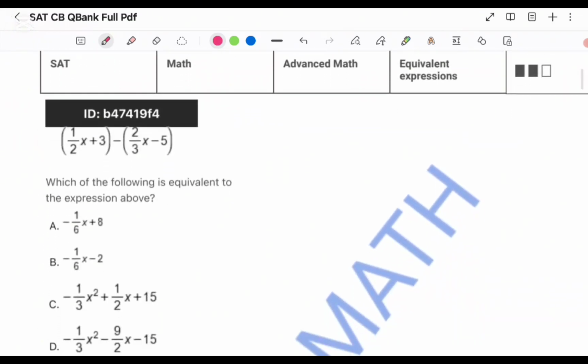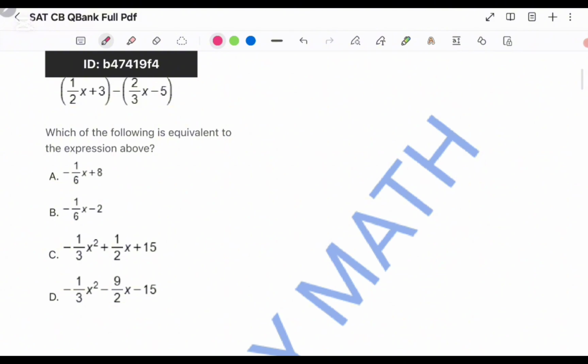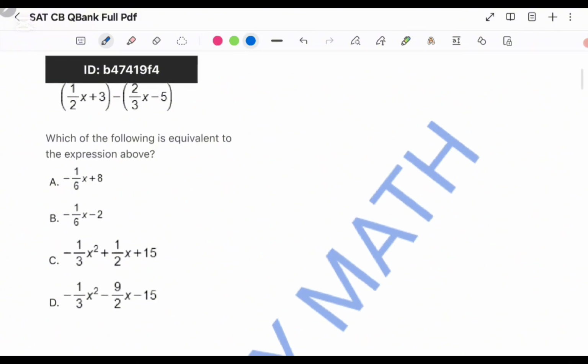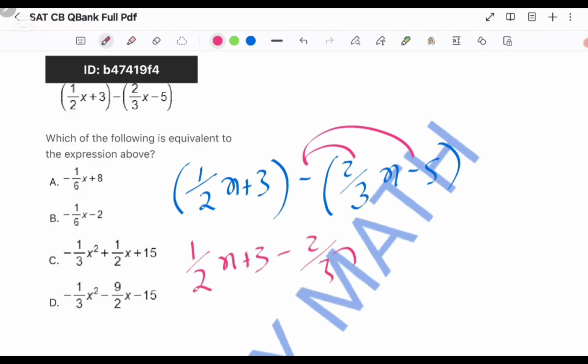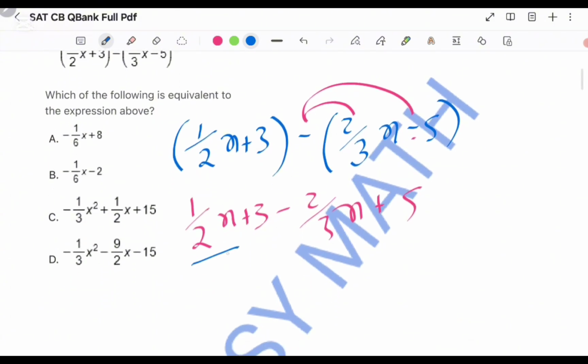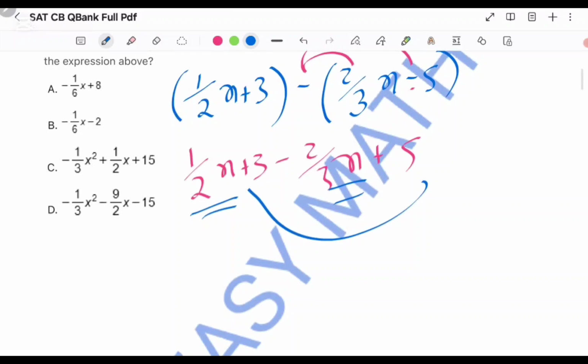Moving forward, we have this question which asks which of the following is equivalent to the expression above. First of all we need to expand and distribute the negative. Don't forget that, because some people would just say, oh, half x plus 3 minus 2 over 3x minus 5. No, the negative is multiplied by each of the ones inside the bracket. The first one is going to go down as it is, and then we have a negative 2 over 3x, and then negative and negative, positive 5. Let's go ahead and join the like terms.